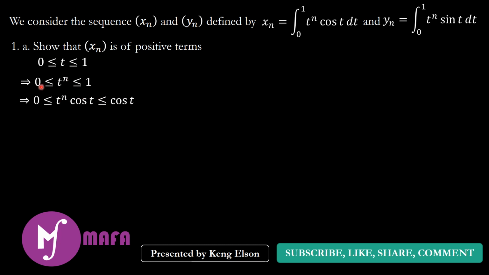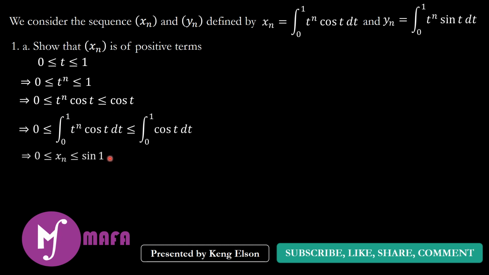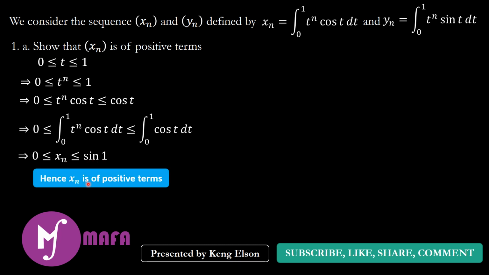We can now multiply all through by cos t, and we clearly know that in the interval 0 to 1 the cosine of t is above the x-axis, so it is positive, so the inequality signs still remain unchanged. We can now integrate all through, and then we clearly see that 0 will be less than xn and xn will be less than sin 1. And from here we can conclude that xn is of positive terms because it is between two positive numbers, since sin 1 is positive, it's above the x-axis. So xn being between 0 and sin 1 means that xn is of positive terms.